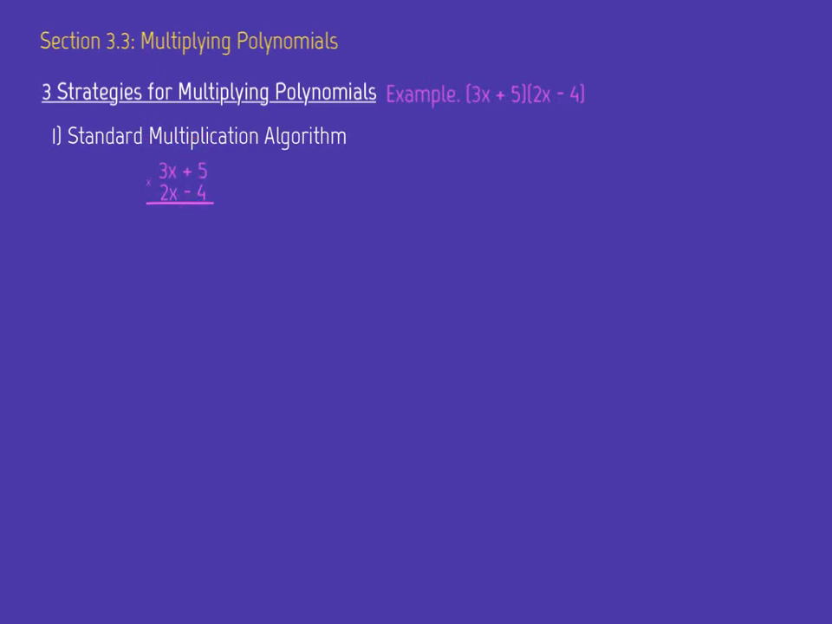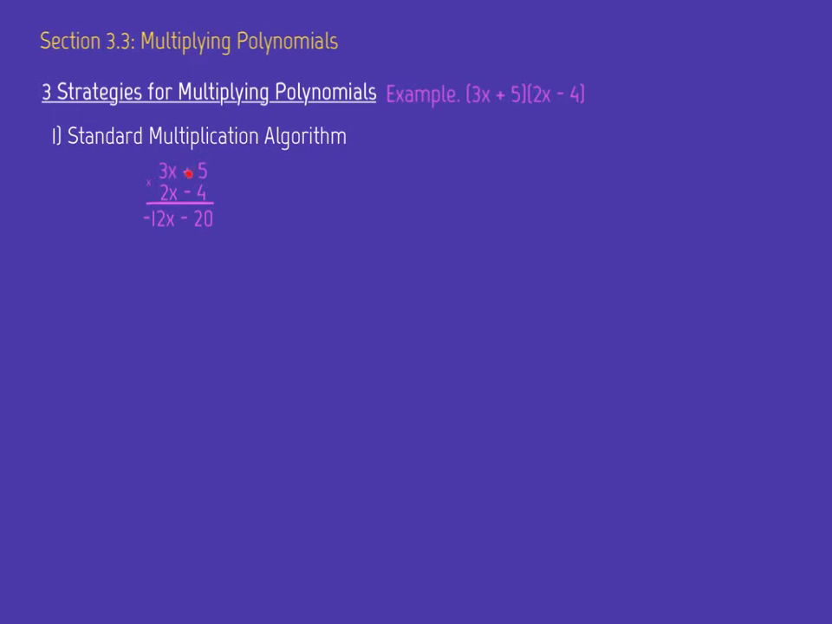Then, just like we normally would, we're going to focus on the units place. Here it's the constant place of the bottom polynomial. And we're going to multiply the negative 4 times the 5 and then the negative 4 times 3x. When we do that, I end up getting negative 12x minus 20.